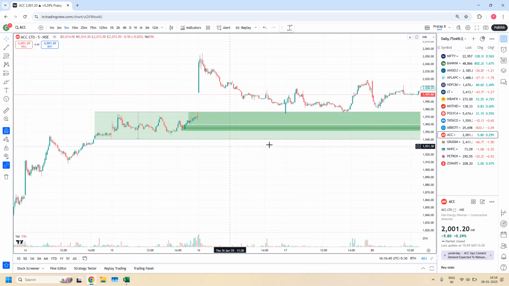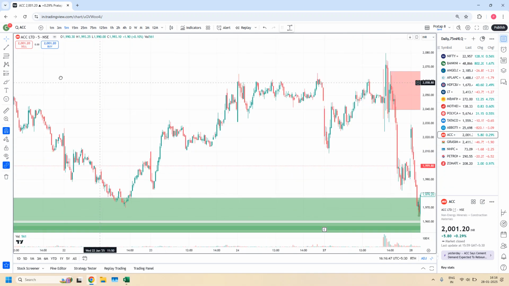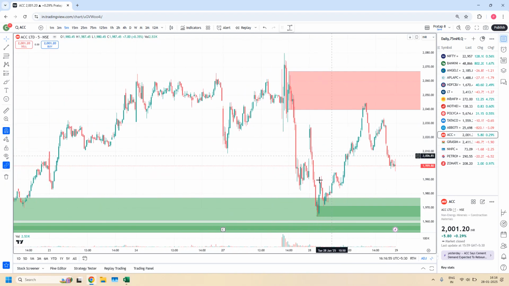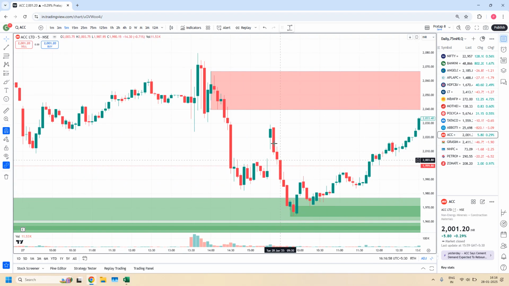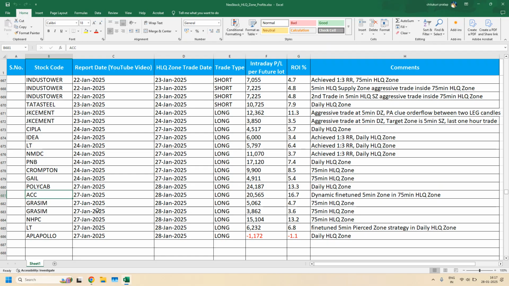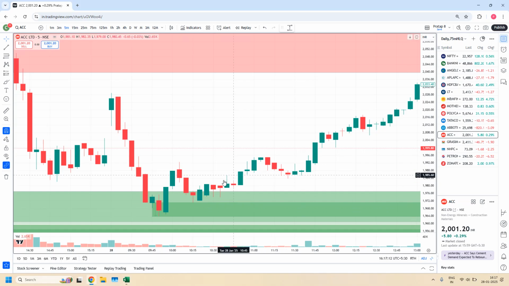When? Let's see. Here. It happened yesterday. Sorry, not yesterday, today. Today they created a dynamic zone. Today itself they created a dynamic zone, ACC. See here in the comment section also I have written dynamic fine-tuned 5-minute zone in 75 minutes HLQ zone.